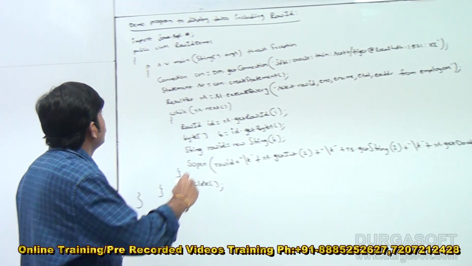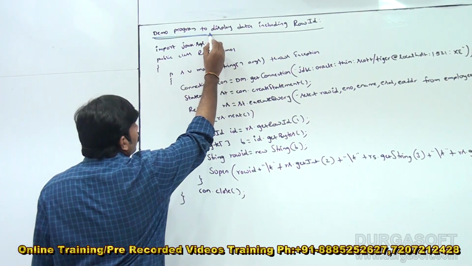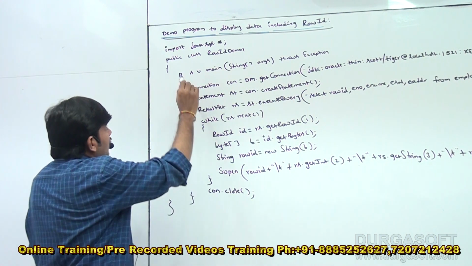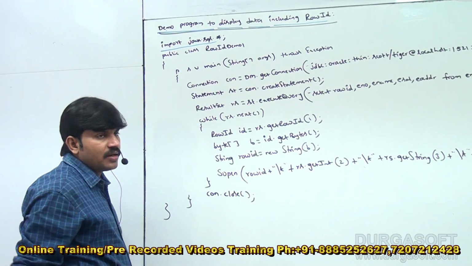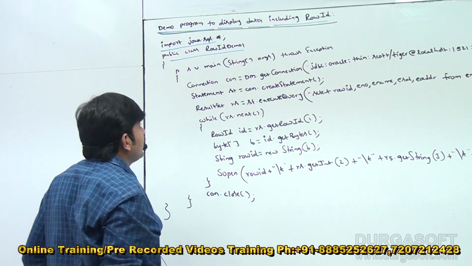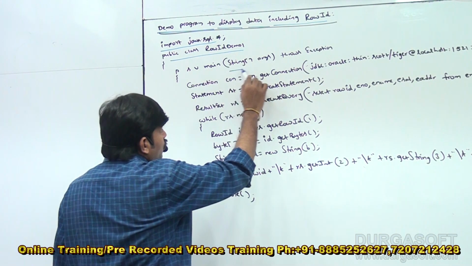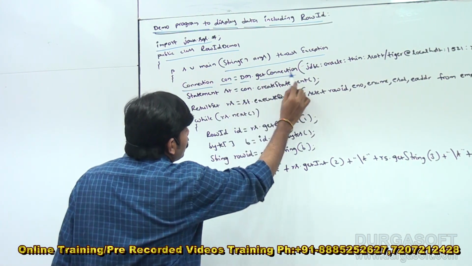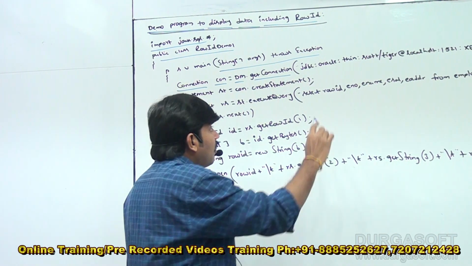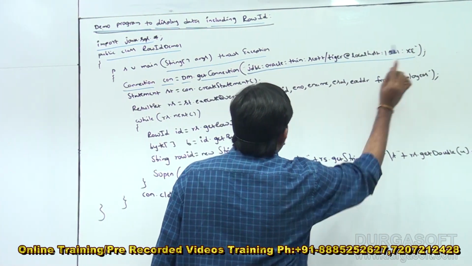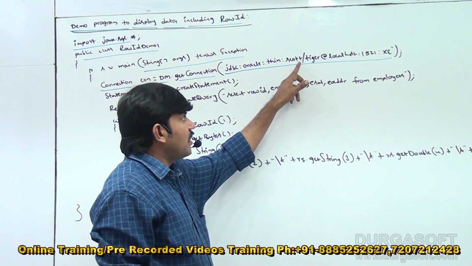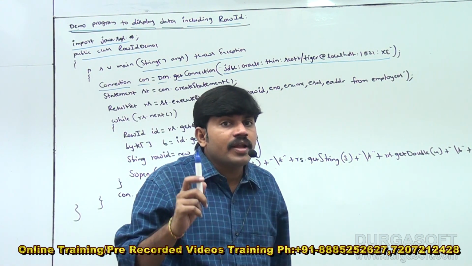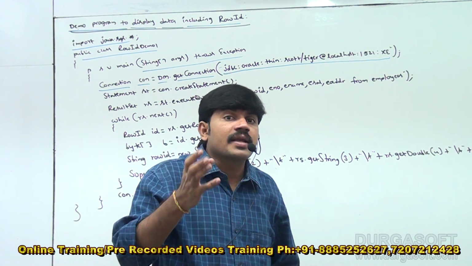Have a look once. So, a demo program to display data including ROWID. Import java.sql.*. Next, public class RowIdDemo1. Main method throws Exception. Have you observed? Connection con is equal to DriverManager.getConnection of jdbc:oracle:thin:scott/tiger. Have you remembered? Somewhere we covered in the last videos.